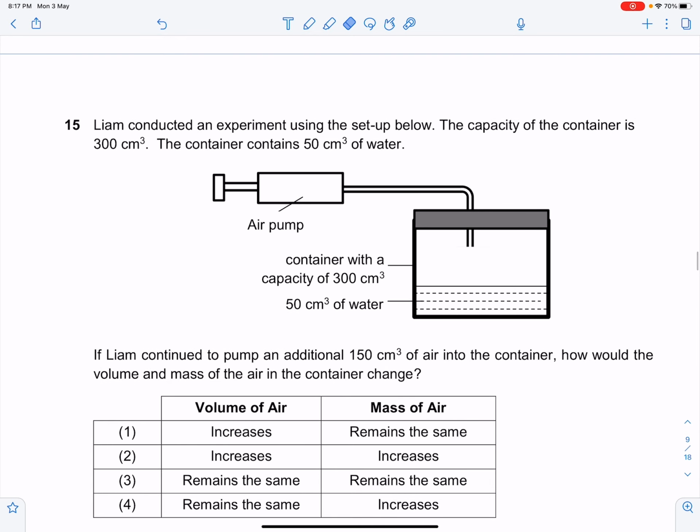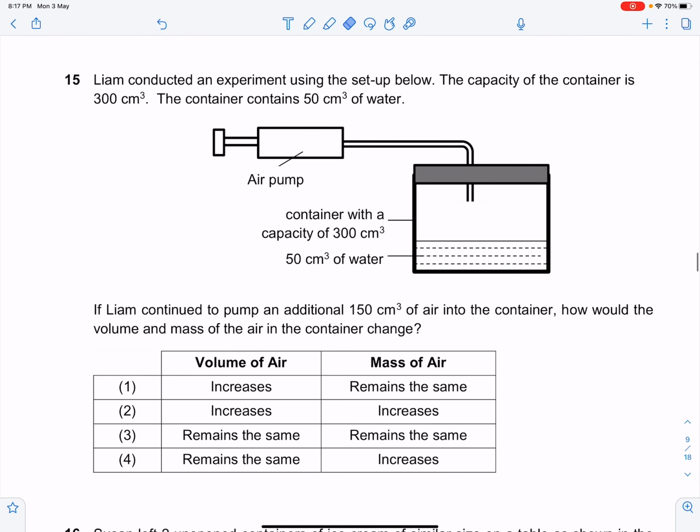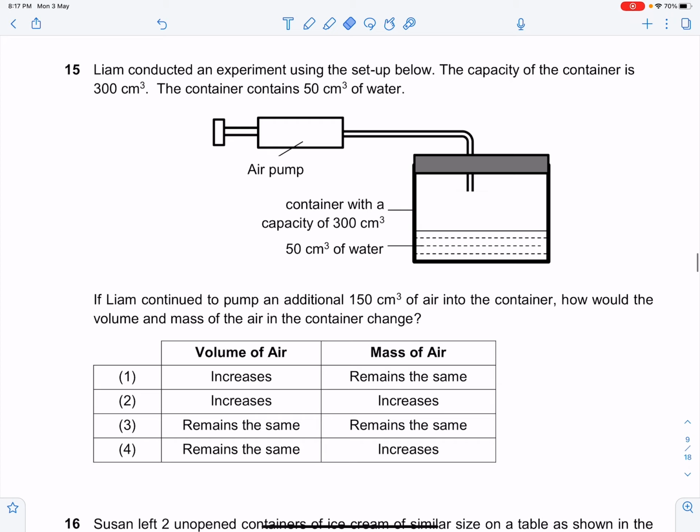Moving on to question number 15. Okay, right off the top, I can tell you that this has got to do with matter and knowing your properties of the 3 states of substances, which is solid, liquid, and gas. So classic question, they're going to ask you, can it be compressed? Does it have a fixed volume? Does it have a fixed shape?